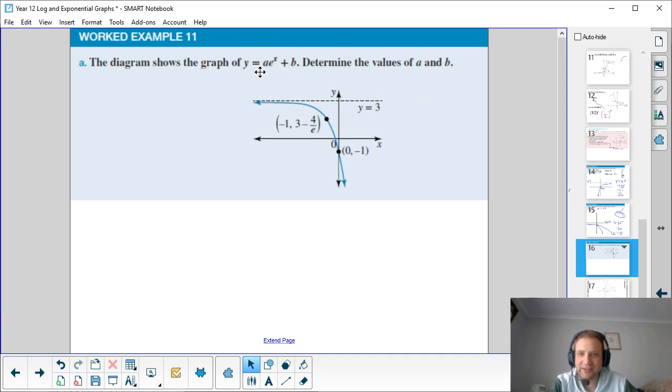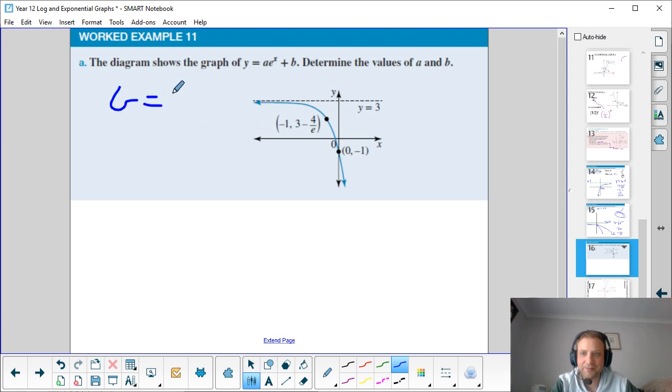We've been told that there is only an up and down translation, a vertical translation, and also a dilation out the front. They're the only two values we have to find in this particular case. We're looking for A and for B. We can pretty clearly see that this whole graph has been shifted up 3 units, which means B should have a value of 3, which gets us closer to our final equation. We've got y equals A e to the power of x plus 3.